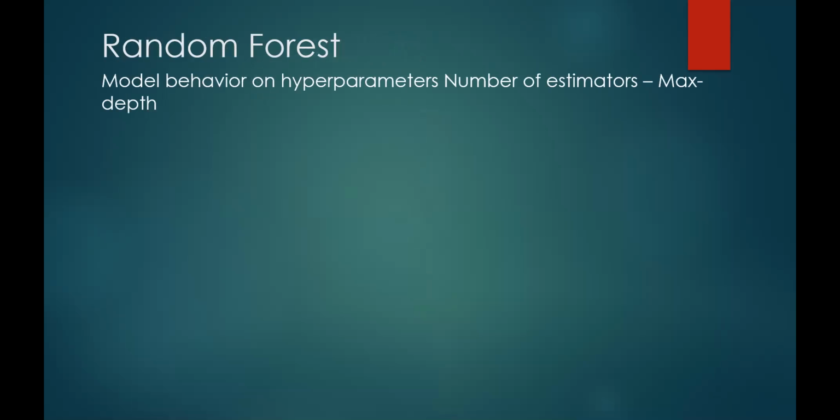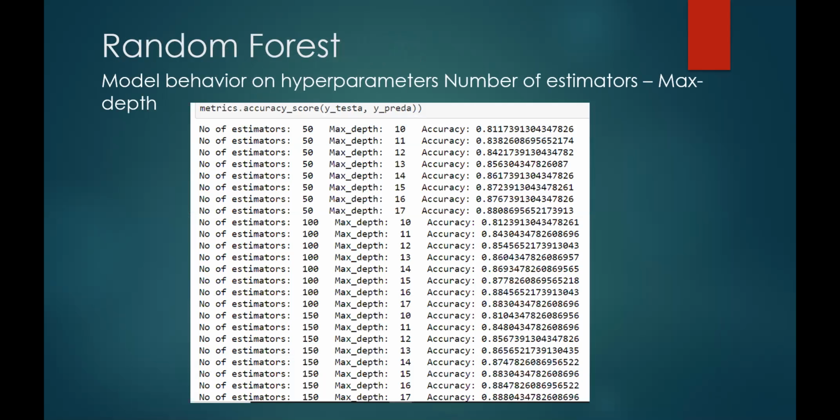Random forest. The random forest model was estimated varying the number of estimators and the max depth. The number of estimators of 150 and the max depth of 17 got the best accuracy, 0.888. But it seems that it can be improved with a number of estimators greater than 150.